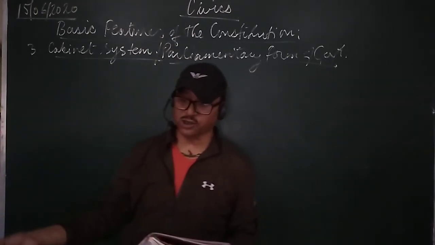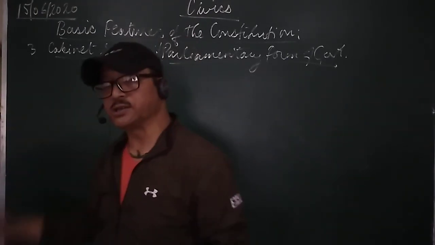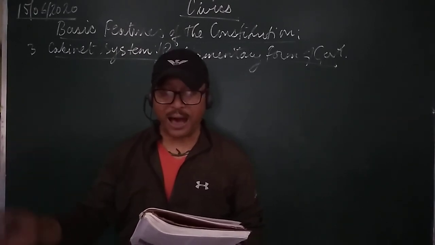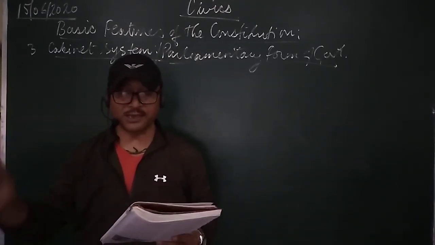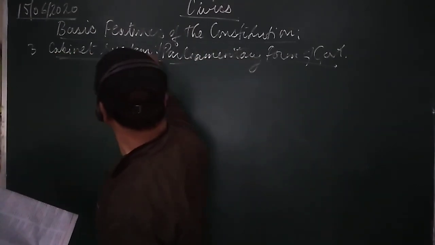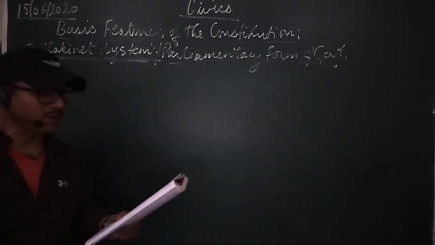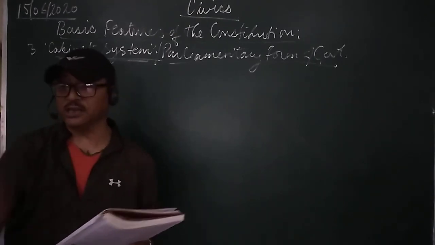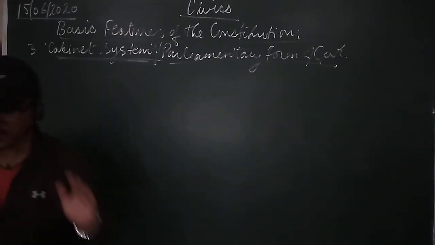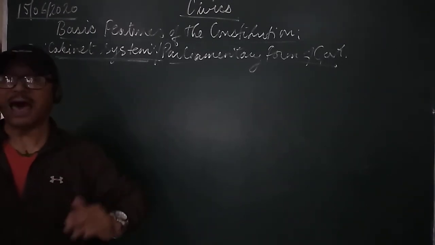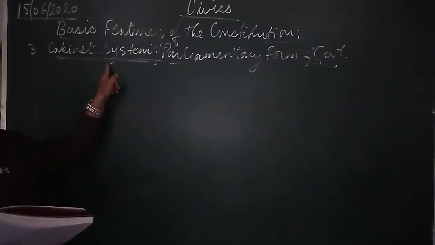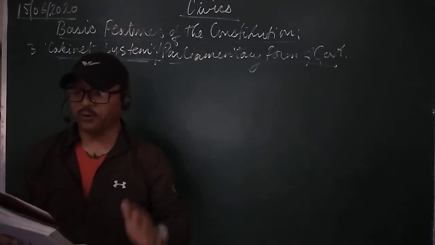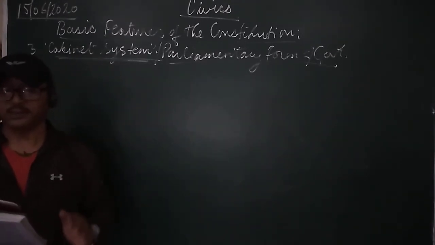The President is the head of the executive, but the real powers are vested with the cabinet, which is responsible to the Lok Sabha. The executive here is not at all powerful, but is responsible to the legislature and is part of it. In this cabinet system, the executive is not at all powerful. He is only responsible to the legislature and is a part of it. The real power is not vested in the hands of the president, especially in the system called the cabinet system or parliamentary form of government. Is it clear?